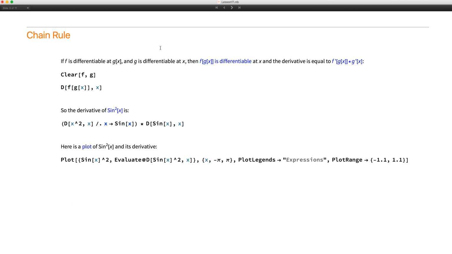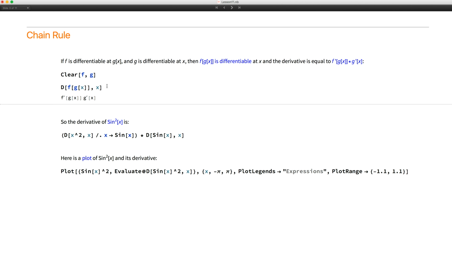So if you have two functions f and g, and if f is differentiable at g of x, and g is differentiable at x, then the composition is also differentiable at x. And the main point now is that the derivative is given by g prime of x on the right and then f prime of g of x on the left. Here's an example in the abstract setting. So d of f of g of x is f prime of g of x times g prime of x.